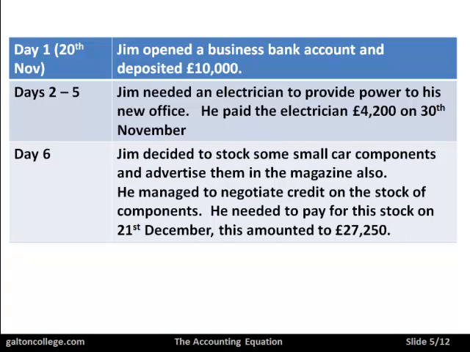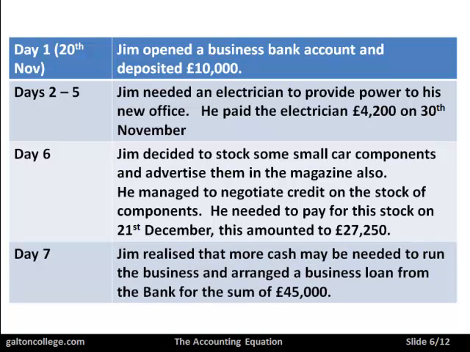On day 6, he decided to stock some small car components and advertise them in the magazine. He managed to negotiate credit on the stock of components, but he needed to pay for the stock on the 21st of December. He borrowed £27,250. And let's say, as far as we're concerned in our simple example here, on the final day, Jim realized that more cash would be needed to run the business and arranged a business loan from the bank. He borrowed £45,000.